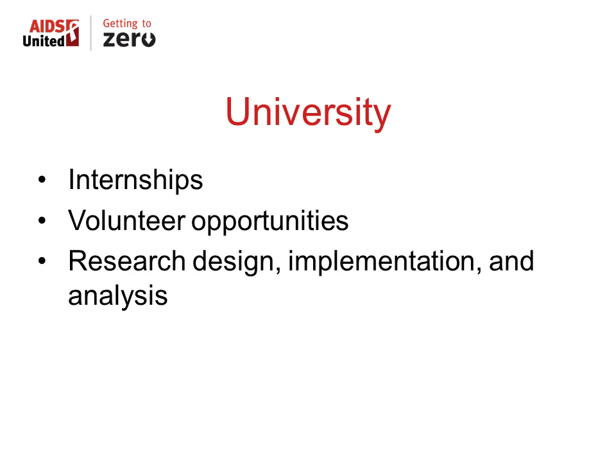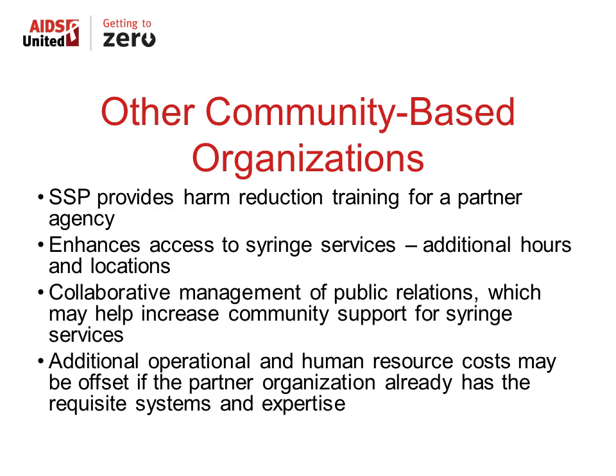Other community-based organizations. You may be an HIV organization that wants to address harm reduction with another agency that works in mental health or housing or something else. Your Syringe Services Program could provide harm reduction training for a partner agency. A partnership may enhance access to syringe services, increasing hours and locations of access. You can work together to manage public relations, which may help increase community support for syringe services. Additional operational and human resource costs may be offset if the partner organization already has the requisite systems and expertise.